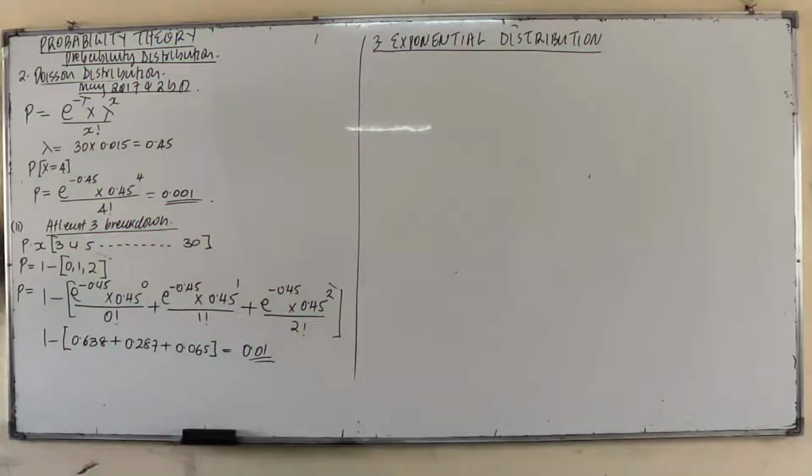Now we look at the third distribution, exponential distribution. We like to say that it's the process in which events occur continuously at a constant average rate.